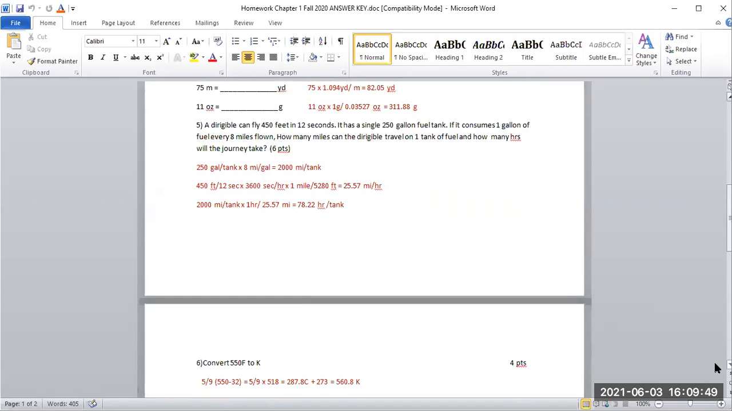Then we have a couple of multi-step conversions. So a dirigible, a blimp.